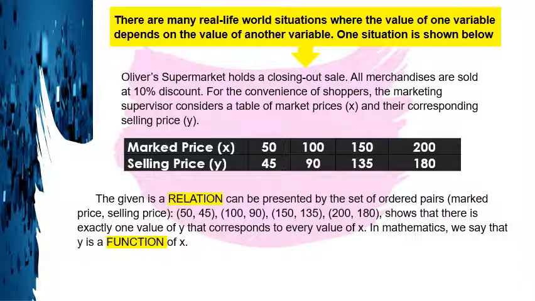The given relation can be represented by the set of ordered pairs of market price and selling price: (50, 45), (100, 90), (150, 135), and (200, 180). This shows that there is exactly one value of y that corresponds to every value of x. In mathematics, we say that y is a function of x.